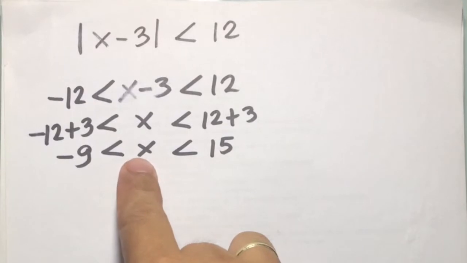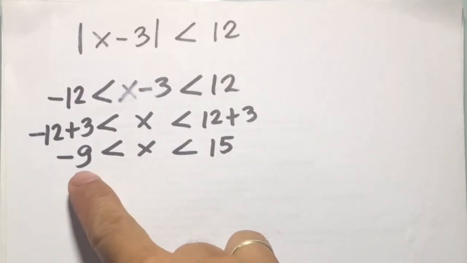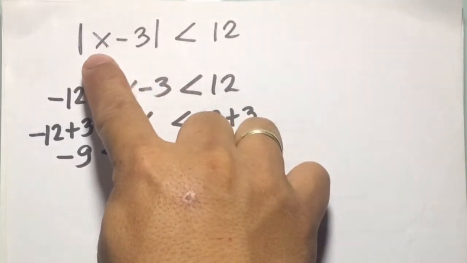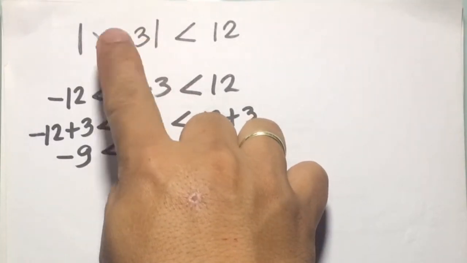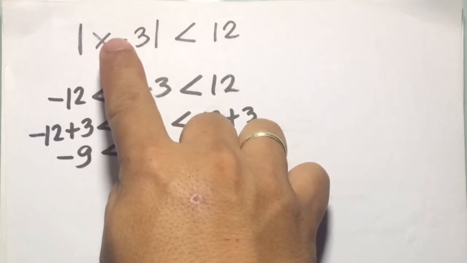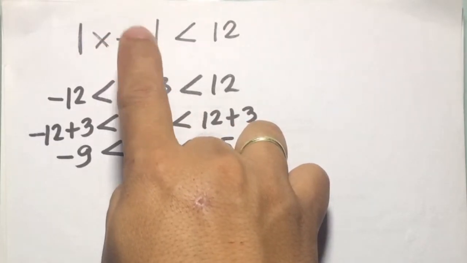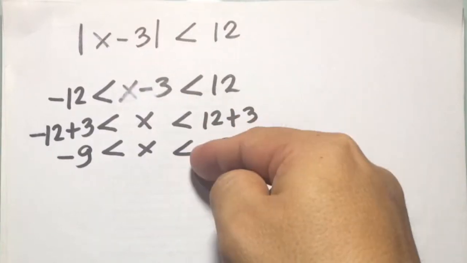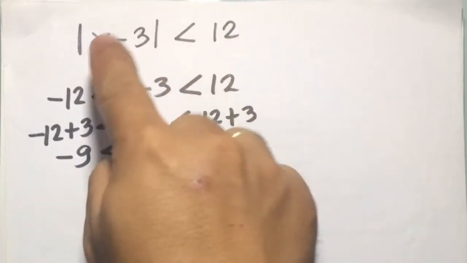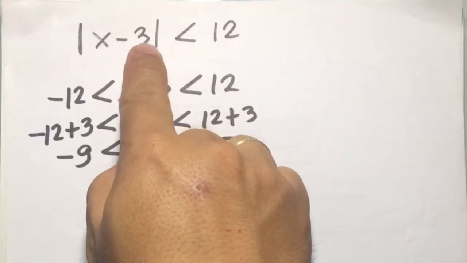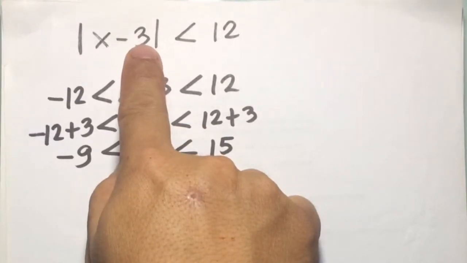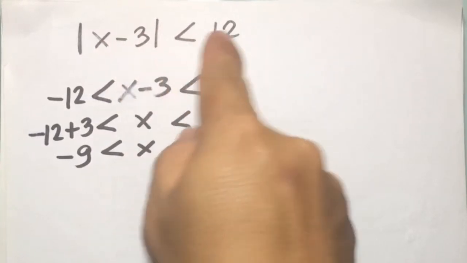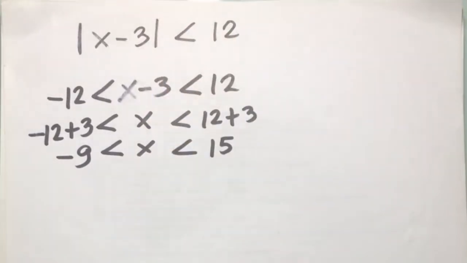For example, a number that is greater than negative 9 will be negative 8. So if we're going to substitute this one here, negative 8 minus 3, that will be negative 11, and its absolute value is 11. So 11 is lesser than 12, so correct. Now, lesser than 15, let's have 14. So 14 minus 3, that will be 11, and the absolute value of 11 is 11. So 11 is lesser than 12. So your answer here is correct.